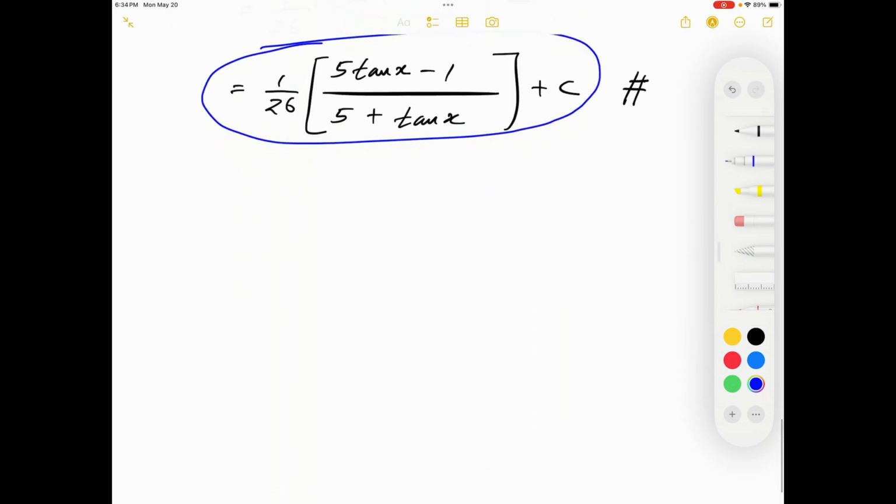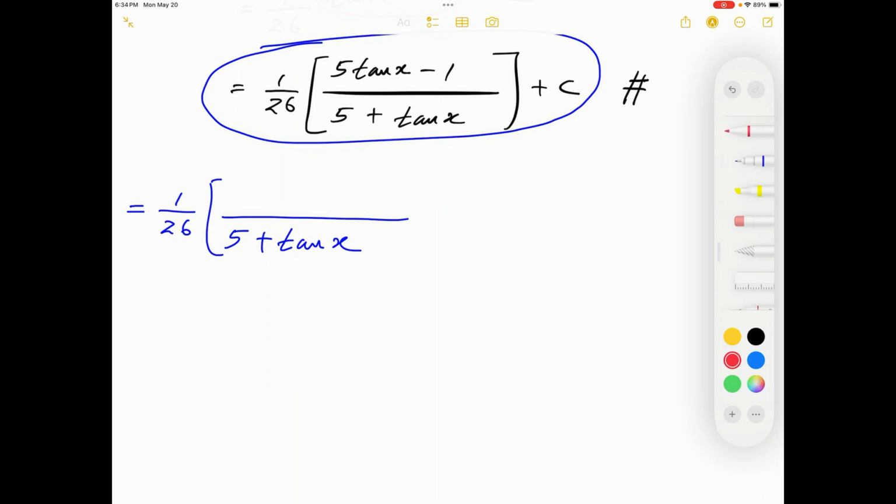In order to do that, I'm going to rewrite this integral as 1 over 26 bracket. I will write down the denominator first. In the denominator, I have 5 plus tangent x. In the numerator, I have a 5 tangent x minus 1. Instead of writing it like that, I will write it like this: 5 times 5 plus tangent x. Well, that is not the required numerator.